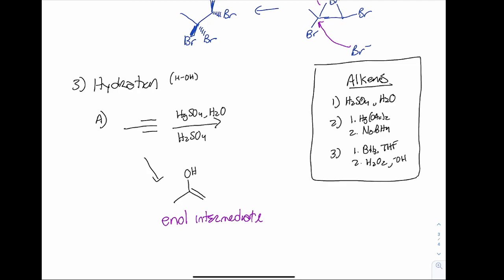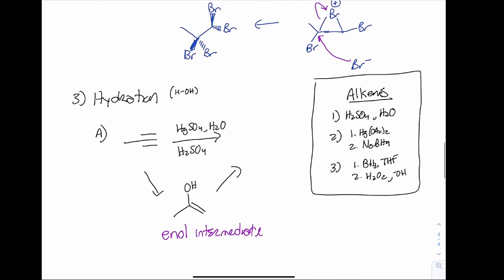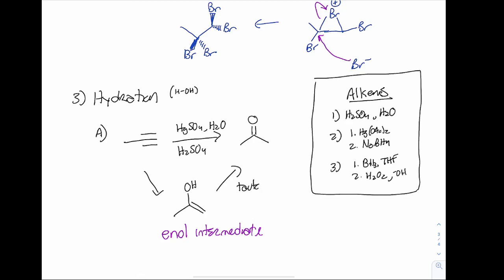And then that's actually going to further react to give us our final product. And our final product is actually going to be a ketone. Going from the enol to the ketone is a mechanism that you're likely to learn in 236. It's a tautomerization reaction, which is kind of a fun word to say. And it is a rearrangement reaction.